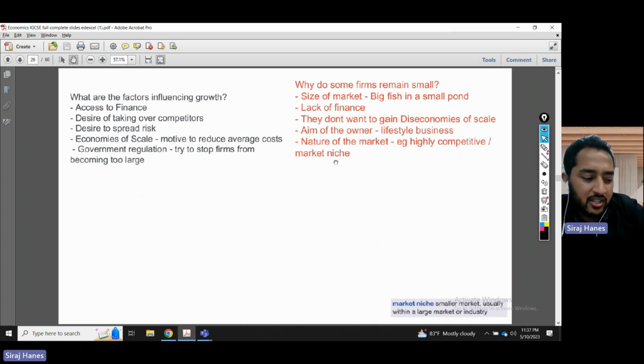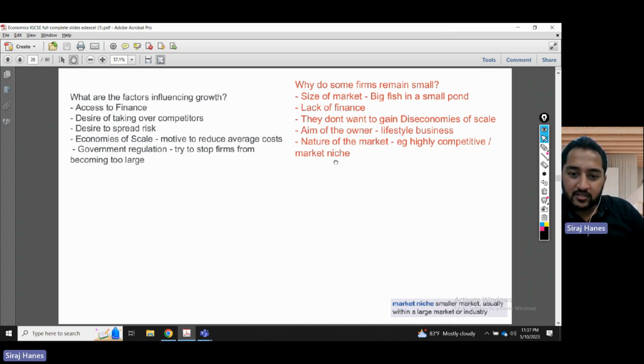But sometimes, small firms choose to remain small. Maybe they can't grow, or maybe they just don't want to grow. Maybe sometimes the size of the market is small. What if you're a big fish in a small pond? The pond is so small. How much more can you grow? Such a small market.